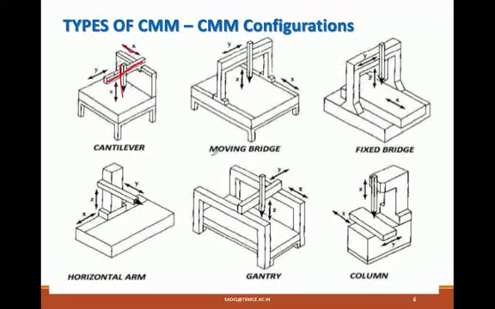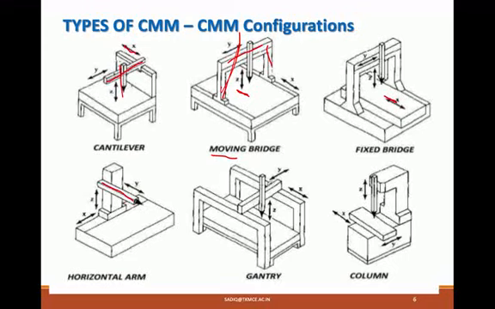This is called a moving bridge CMM because this bridge, what you see here, can be moved in this direction, whereas the table is stationary. In this case it is a fixed bridge, that is, the bridge is fixed and the table can be moved in this direction. There is another kind of CMM, a horizontal arm CMM, where a horizontal arm is projected from a column, and the three axes are shown here. In all these cases, see, this is another kind, called a gantry type CMM. Gantry, as the name indicates, is the overhead kind of CMM.